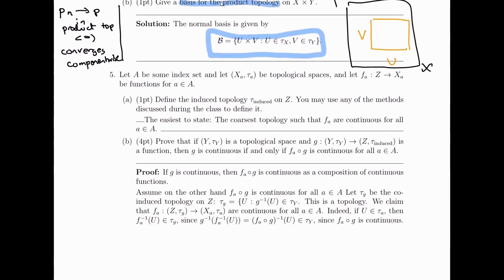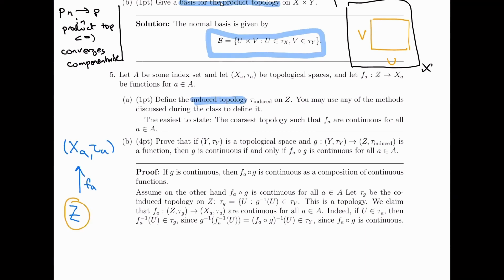Then problem 5. I will not say much about it here, except to remind yourself about induced topologies, basis, and subbasis for an induced topology. Those can be very helpful. What can help you a lot is this picture. So the induced topology is that we have these topologies tau A on X_A, and we want to get a topology on a space Z that maps into them. So we go backwards along the function.